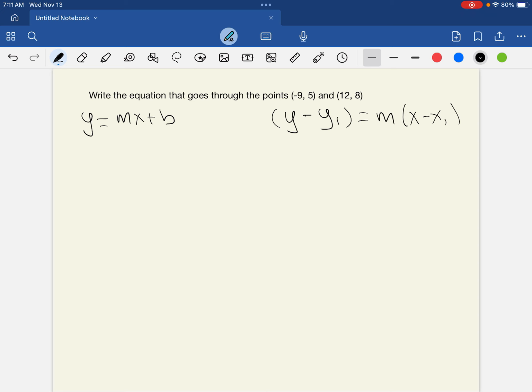Quickly, as I write this equation, you are going to notice I put parentheses around my y's. This is just coming from how, again, I was taught this and how I've always used this. The parentheses around the y's don't matter, they're grouping parentheses.